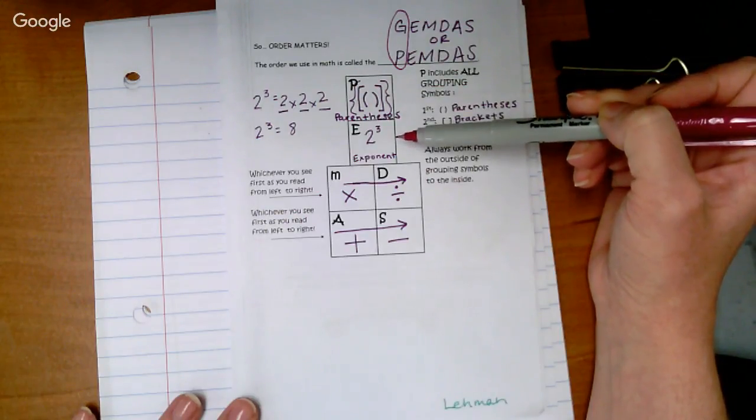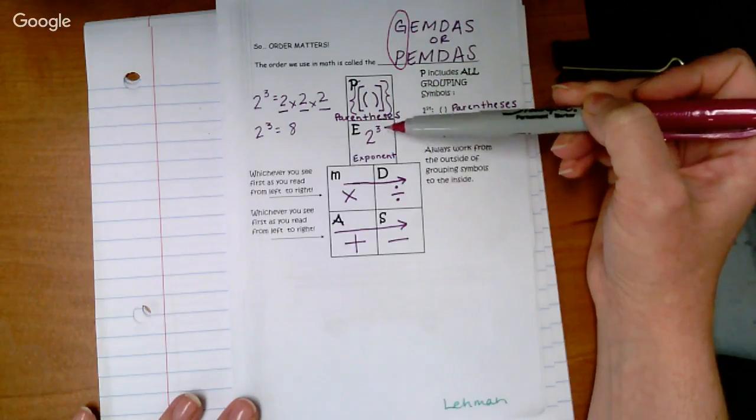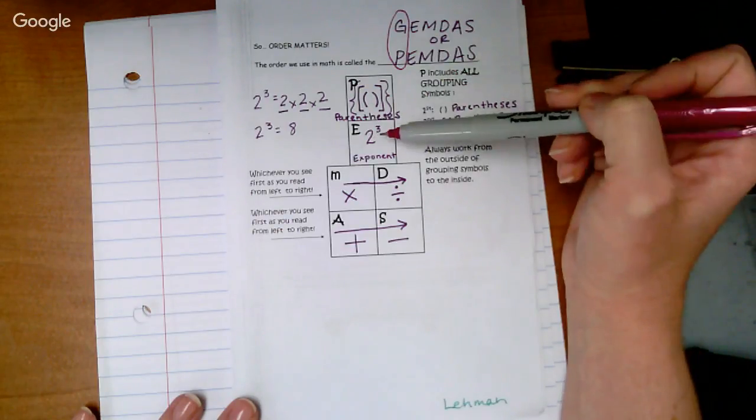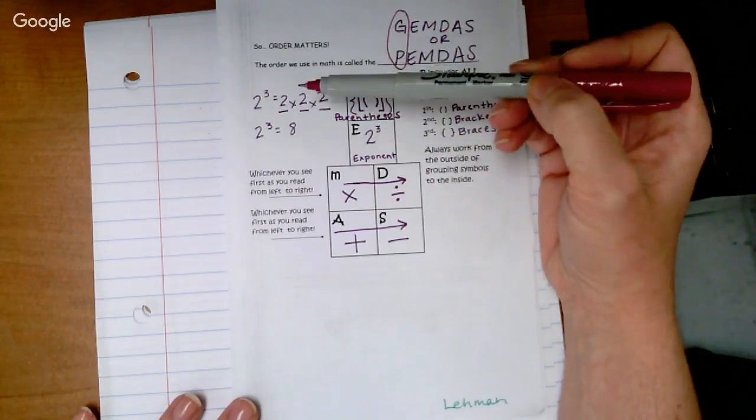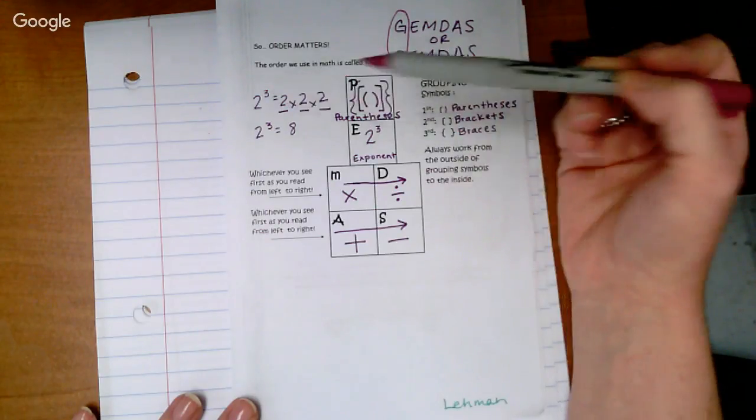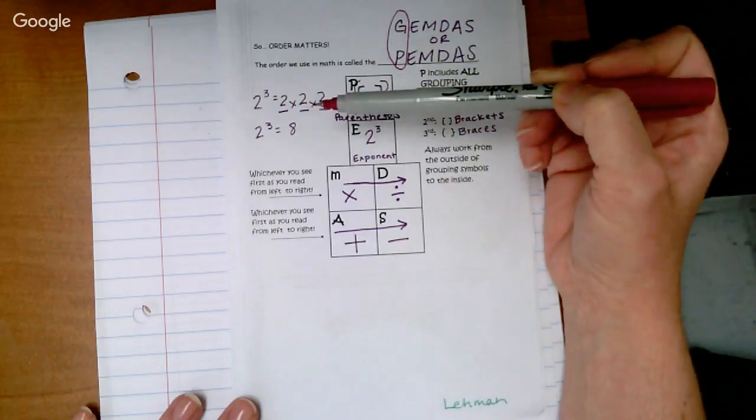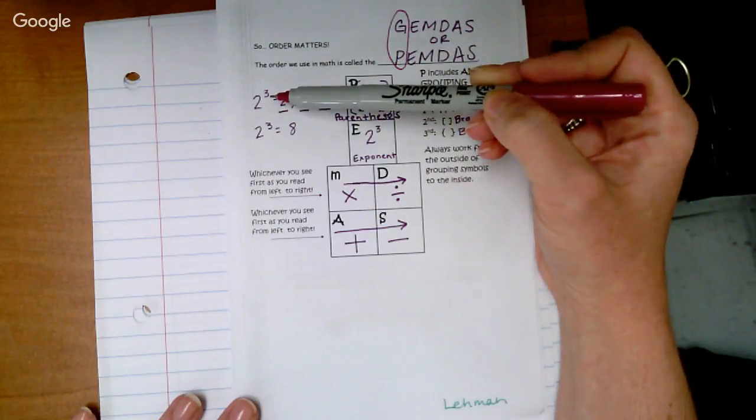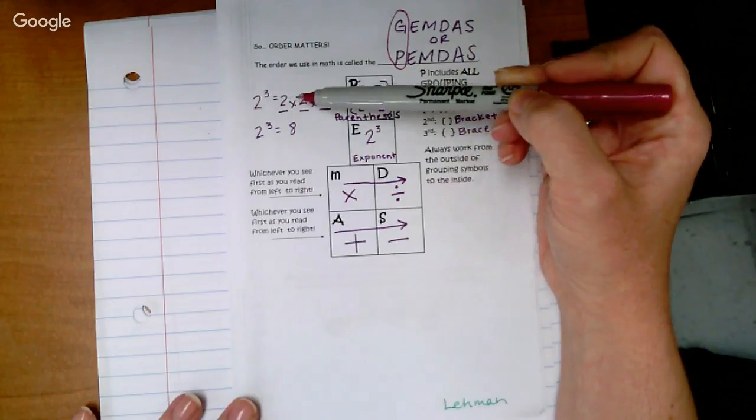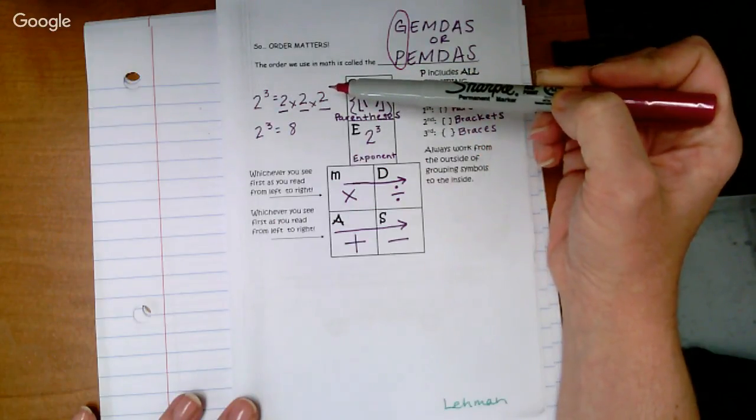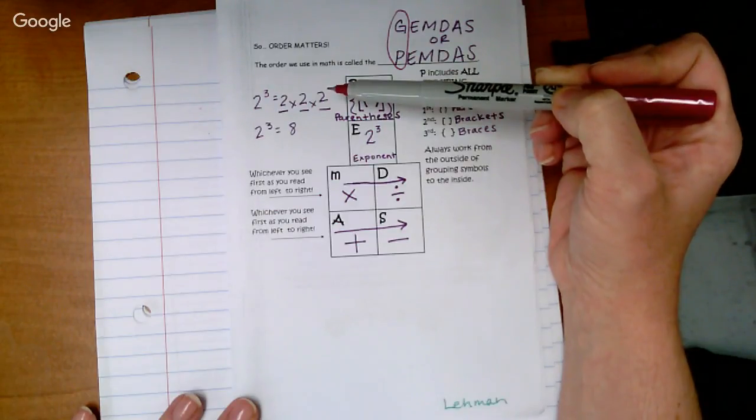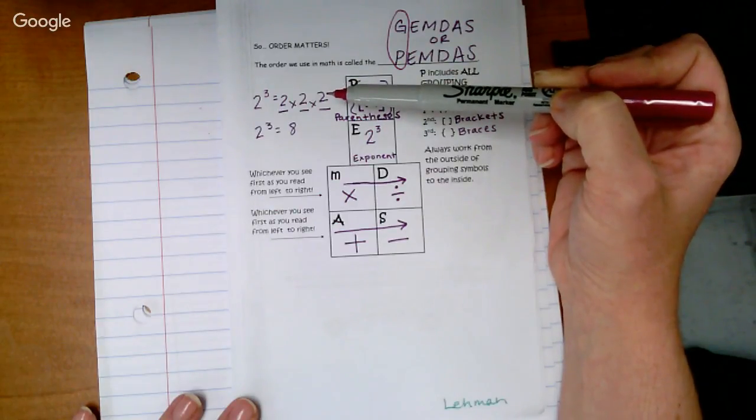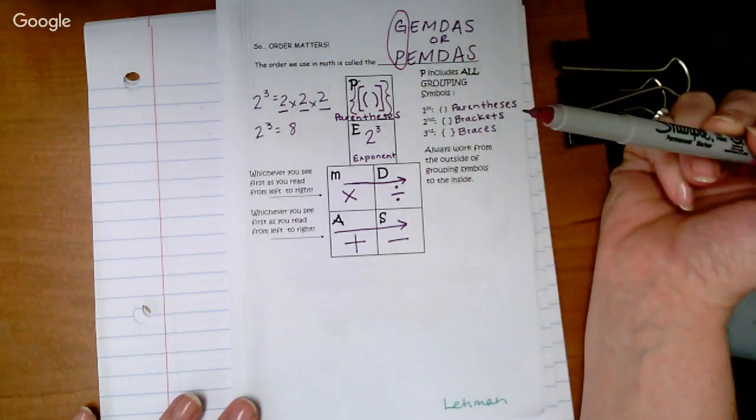My next step is exponents. We've talked about how exponents are the little bitty number that packs a punch. They are like the bossy number. My exponent, so in this case my 3, tells me to multiply my 2 together 3 times. So I solve 2 to the power of 3 by multiplying 2 times 2 times 2. It's the little number that tells the big number, the base, how many times to multiply itself together.